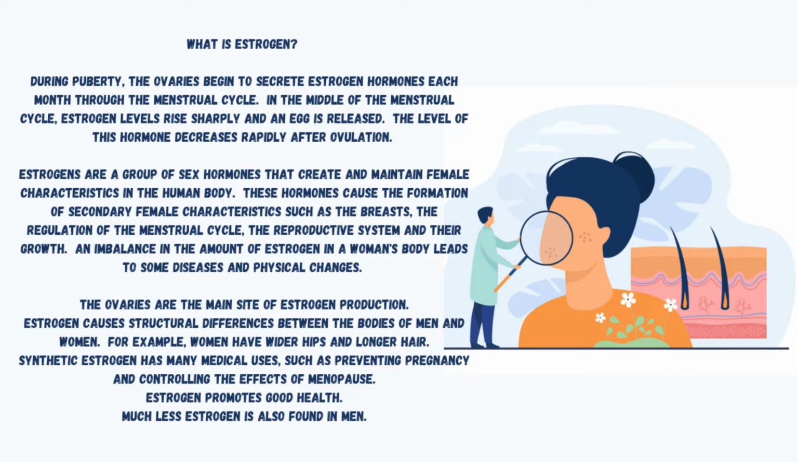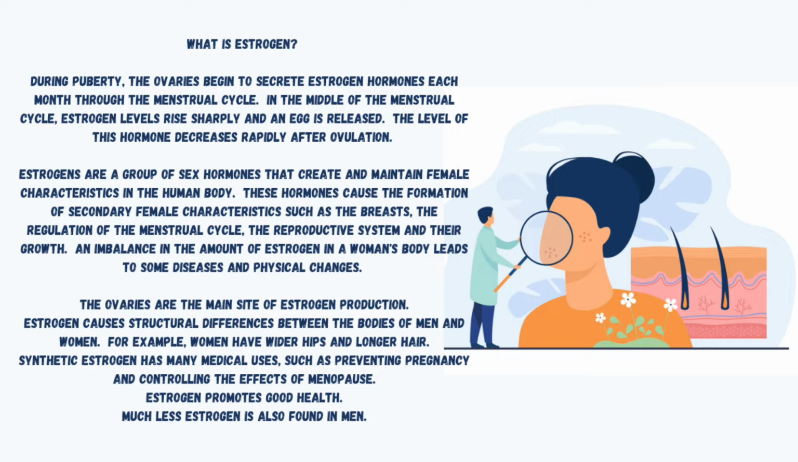What is estrogen? During puberty, the ovaries begin to secrete estrogen hormones each month through the menstrual cycle. In the middle of the menstrual cycle, estrogen levels rise sharply and an egg is released. The level of this hormone decreases rapidly after ovulation. Estrogens are a group of sex hormones that create and maintain female characteristics in the human body.